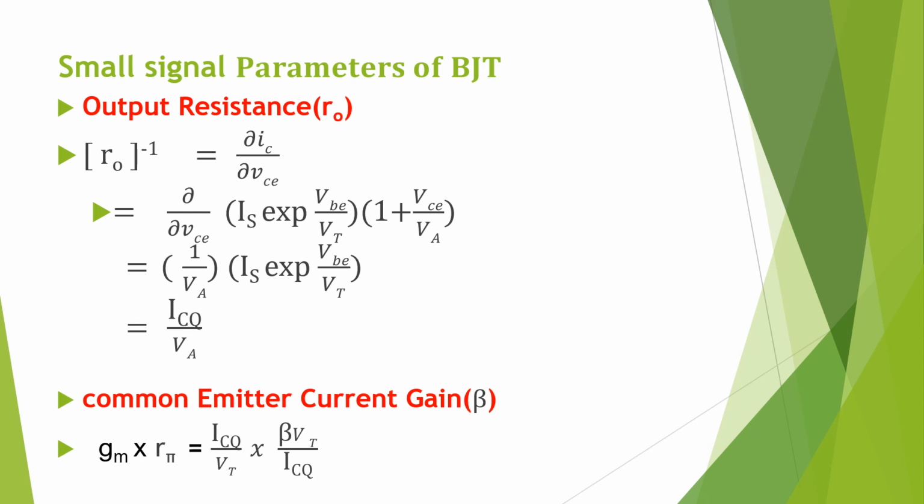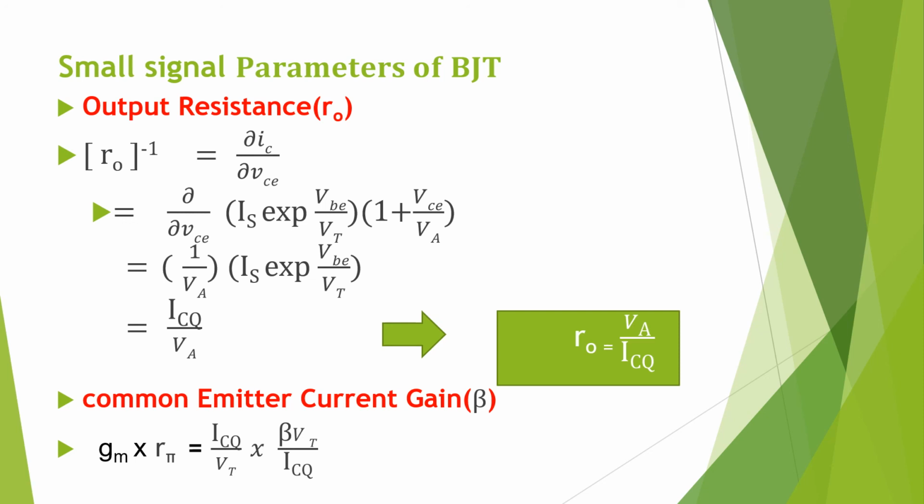After including the early effect, if we differentiate the whole collector current with respect to VCE, you will get 1 by VA into IS exponential of VBE by VT. Finally it simplifies to ICQ by VA. Thereby, R0 inverse is ICQ by VA, so R0 equals VA by ICQ. VA is the early voltage and ICQ is the collector current at the quiescent point.